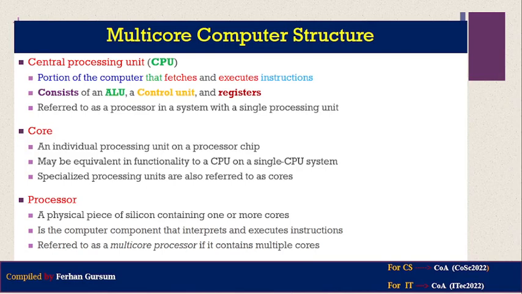A processor has one or more cores. For example, my computer is Core i7, or mine is Core i5. It's a physical piece of silicon containing one or more cores. A processor is a computer component that interprets and executes instructions. Don't forget, it is referred to as a multi-core processor if it contains multiple cores, okay.